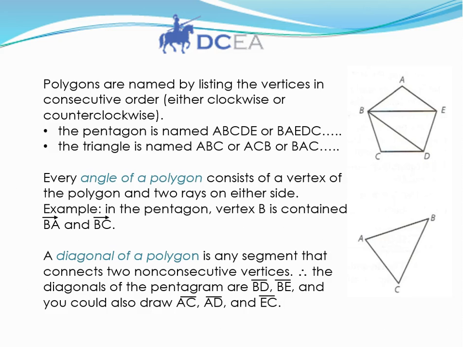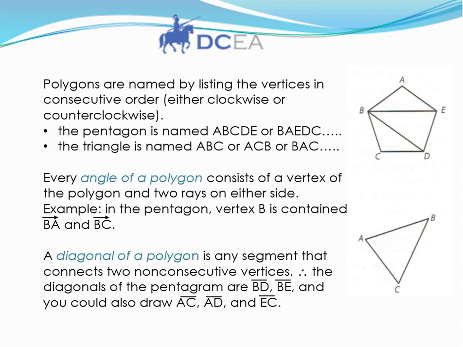The points need to be consecutive wherever you start. If you start at B and go clockwise, it will be B, A, E, D, and C. The triangle would be named ABC or ACB or BAC, and you get the idea.